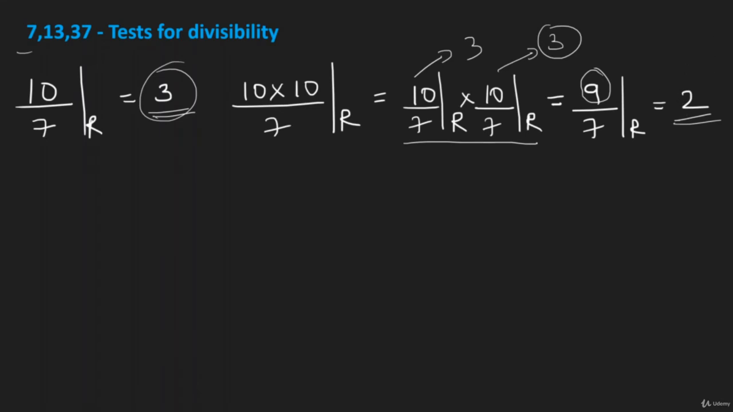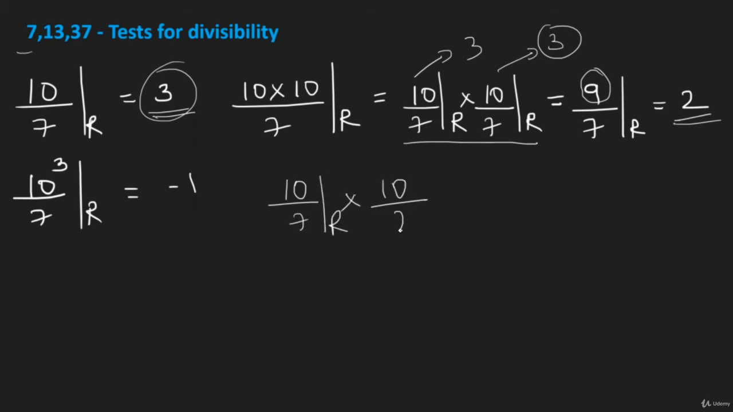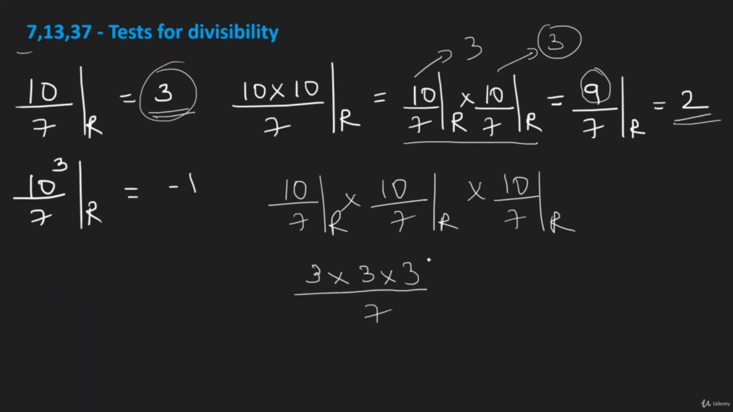Let me try 1000 by 7. 1000 by 7 gives me a remainder of minus 1. How is that? 1000 by 7 can be split as 10 by 7 remainder into 10 by 7 remainder into 10 by 7 remainder, right? And we have seen that this gives 3. This is 3 into 3 into 3 divided by 7 remainder. 3 into 3 is 9. 9 by 7 gives me a remainder of 2. So I can write this as 2 into 3 by 7 remainder.